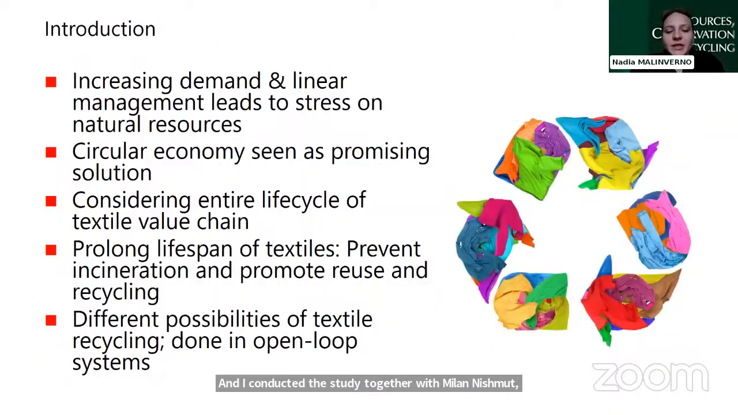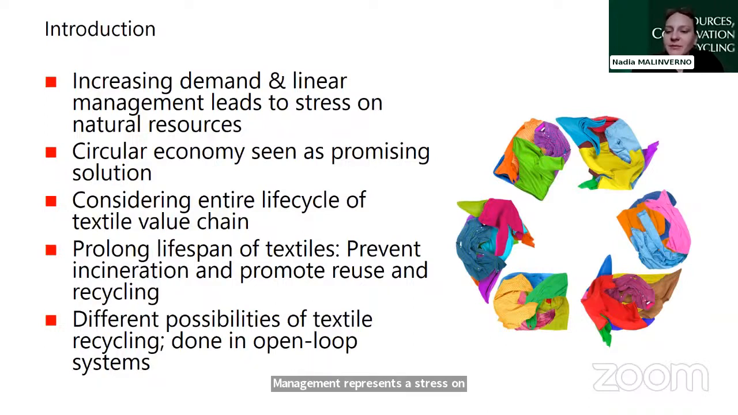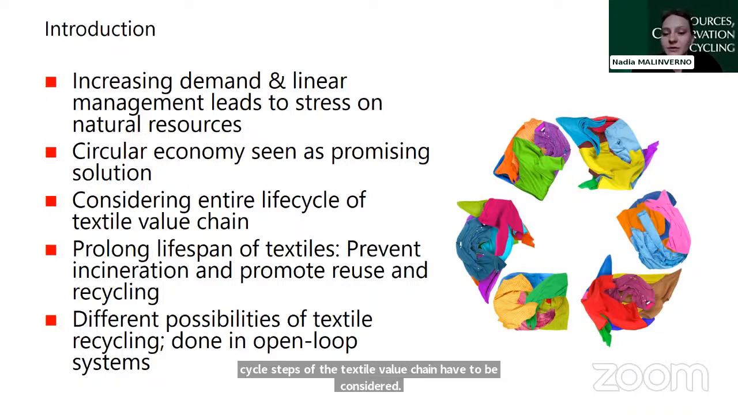So the textile industry is currently following an unsustainable linear model that, due to its production, use, and disposal management, represents a stress on natural resources. The inclusion of circular economy principles has been identified as a promising solution to this problem, as they stimulate the reduction of resource consumption, the reuse of textiles, and also the recycling of materials. To reach circular textile management, all the different life cycle steps of the textile value chain have to be considered, from production to procurement, lifetime, collection, and also disposal.